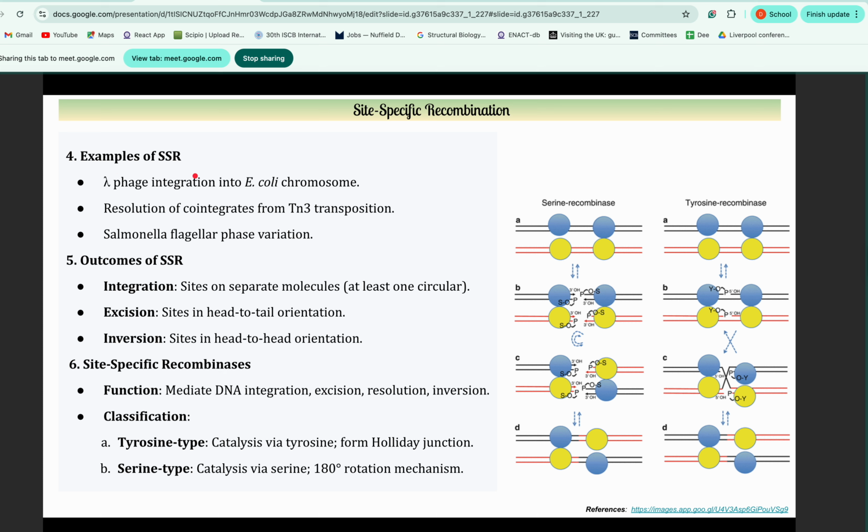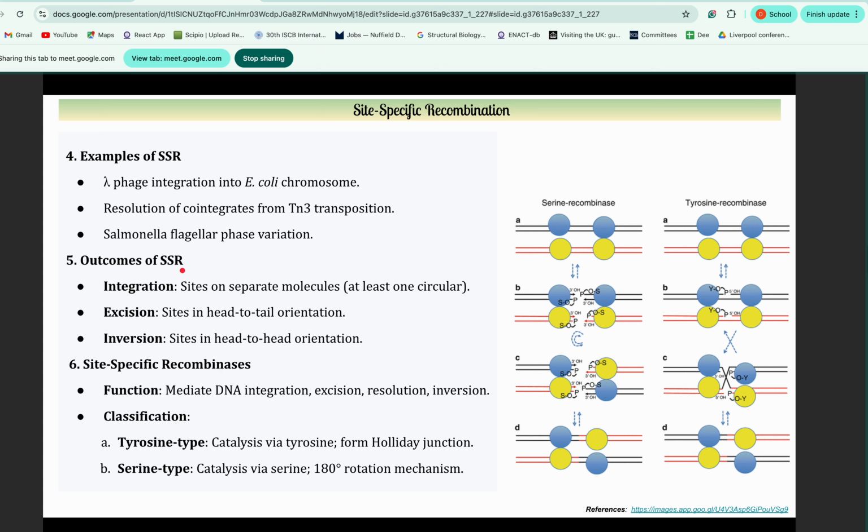Examples of site-specific recombination are lambda phage integration into the E. coli chromosome, resolution of cointegrates from Tn3 transposition, and Salmonella flagellar phase variation. In the next slides we'll see how this site-specific recombination takes place.